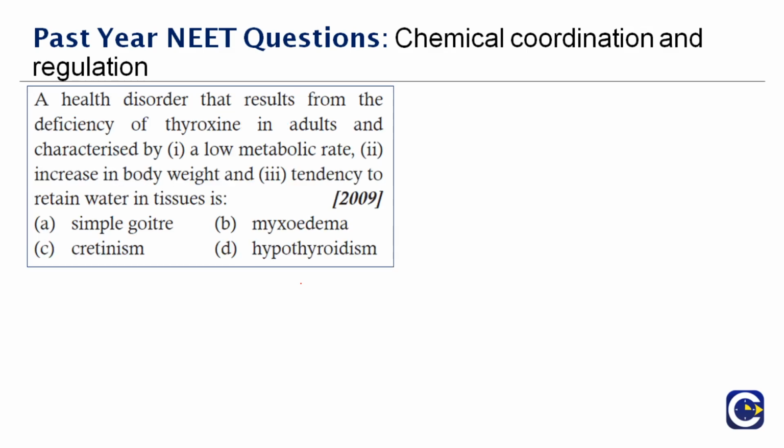Next question here. A health disorder that results from the deficiency of thyroxine in adults and is characterized by low metabolic rate, increase in body weight, tendency to retain water in tissues. So again, it is simple goiter. Usually they come in 50-100 mcg thyroid tablets. When you don't intake the tablets correctly, automatically you will see a lot of changes in your body. Especially there will be a loss.